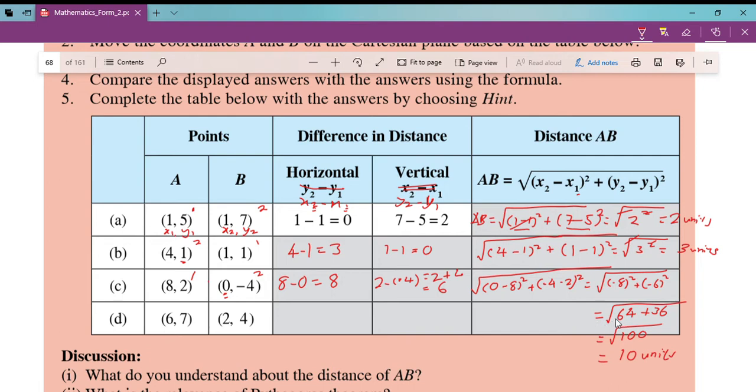So I hope you understand why the negative sign is gone. It's because when you square it, if I write negative 8 times negative 8, you will get a positive value, because a negative sign times a negative sign will be positive. So for question D, please try it by yourself. I leave it to you.